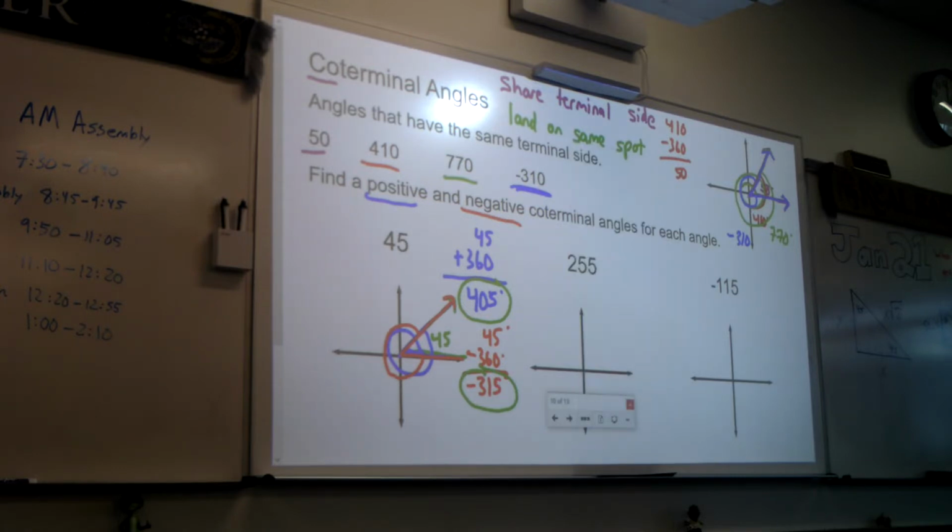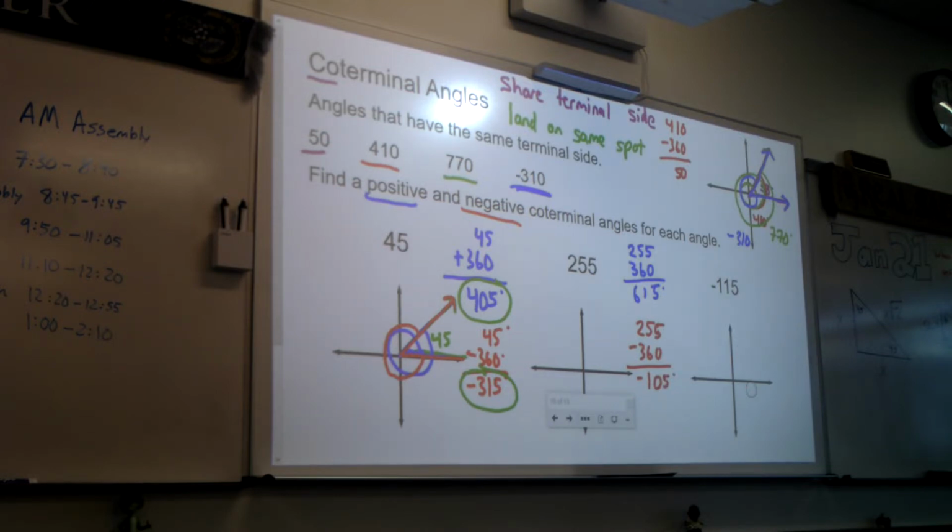So, let me catch up to you. So, you took 255. For the positive, you added 360, which is 5, 1, carry the 1, 615. Is that what you said? You guys, did you get 615 as well? Awesome. What about the negative coterminal angle? So 255 minus 360, what did that give you? And that would be a negative.